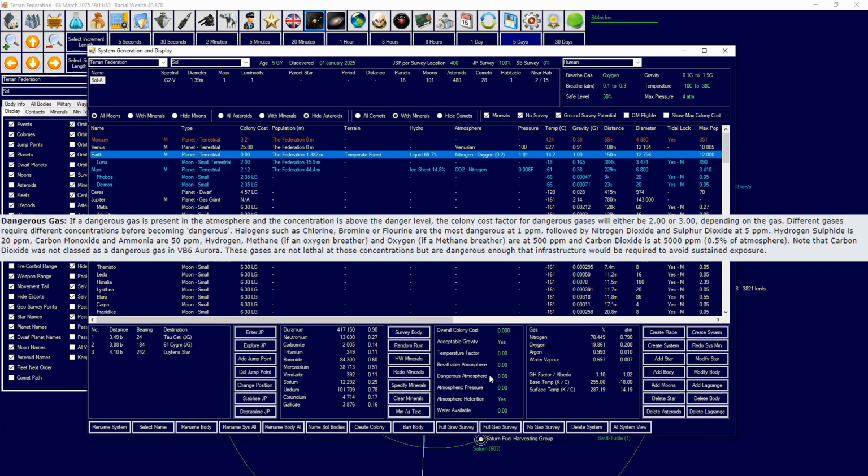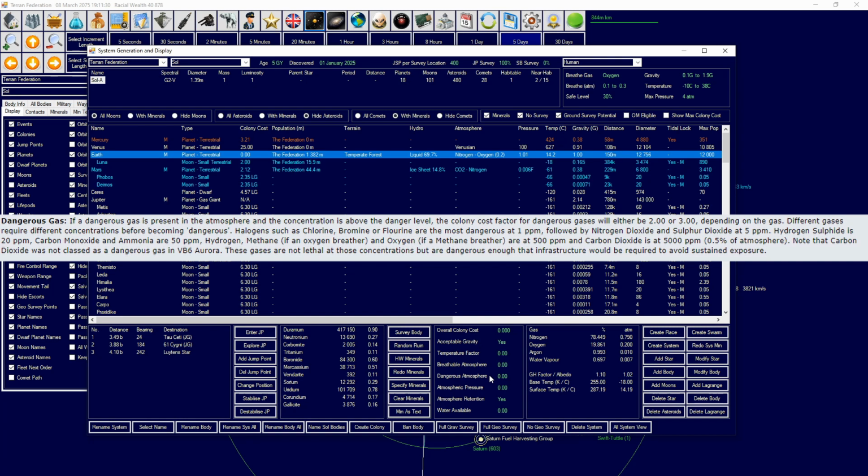If a dangerous gas is present in the atmosphere and the concentration is above the danger level, the colony cost factor for dangerous gases will either be 2.0 or 3.0, depending on the gas. Different gases require different concentrations before becoming dangerous. Halogens, such as chlorine, bromine, or fluorine, are the most dangerous at 1 part per million, or 0.001%, something like that. Don't quote me on that.